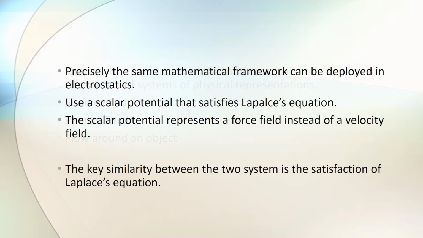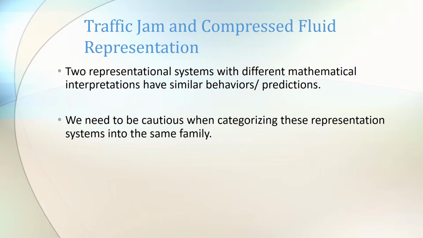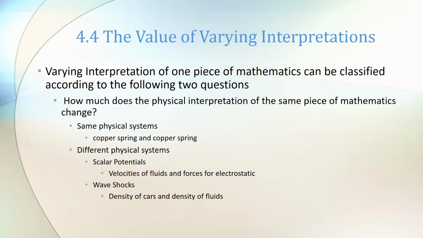The value of varying interpretations of one piece of mathematics. Varying interpretations of one piece of mathematics can be classified according to the following two questions. The first question: how much does the physical interpretation of the same piece of mathematics change?